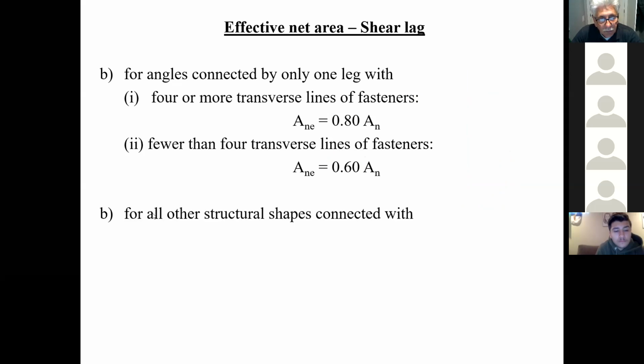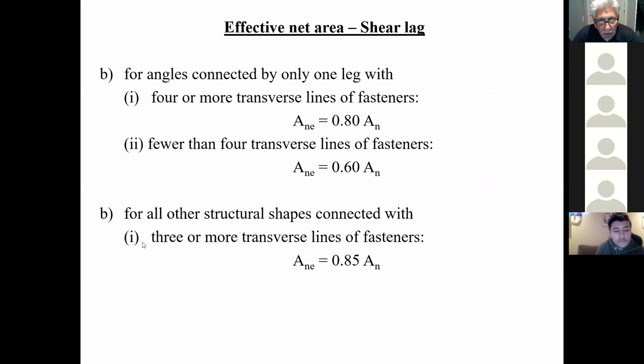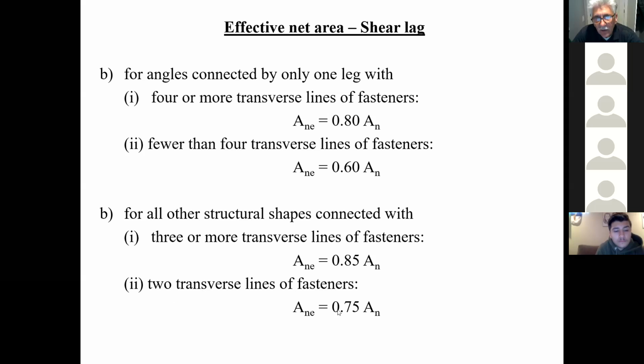Now, for all other shapes, in other words, if you're dealing with anything else, then for 3 or more transverse lines of fasteners, 0.85, and for 2 lines, 0.75. This is what I'm going to be concentrating on because, like I said, angles are the most common thing that we use in bracing. If you're using any other type of shape, you know that for a wide flange it's 0.9, and everything else here is 0.75.